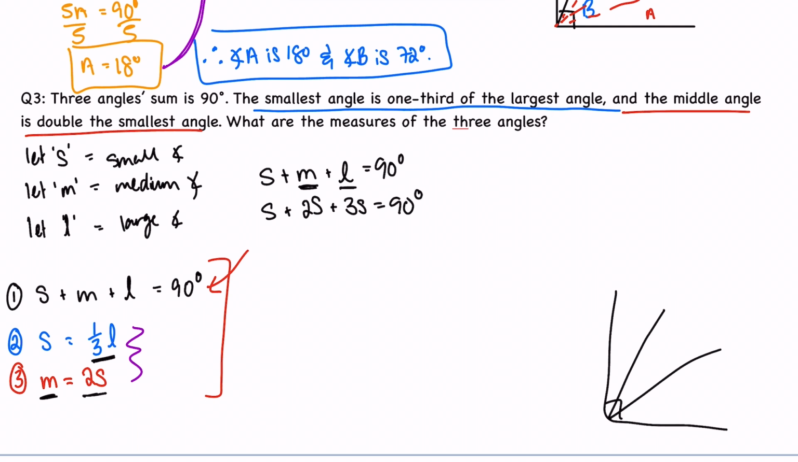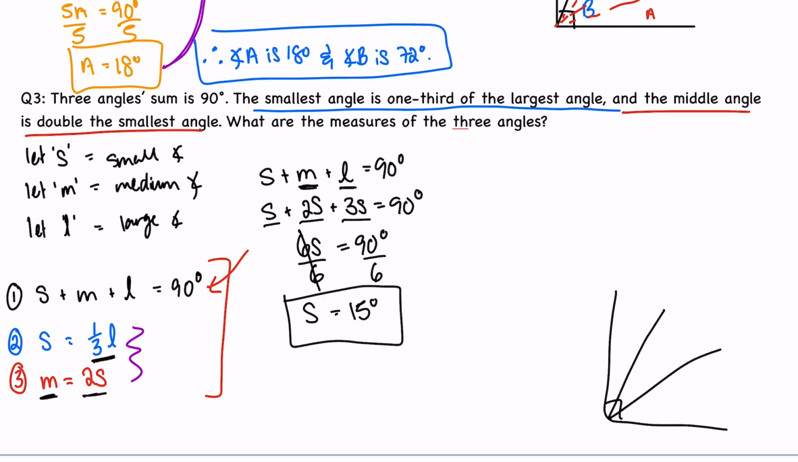Now we can collect like terms, so S plus 2S plus 3S gives us 6S. So 6S equals 90 degrees. Now to isolate s, we need to divide by 6 on both sides. These would then cancel, and s would be equal to 15 degrees. Now that we know what s is, we can plug it into our other equations to solve for m and l. So I'm going to plug it first into the m one.